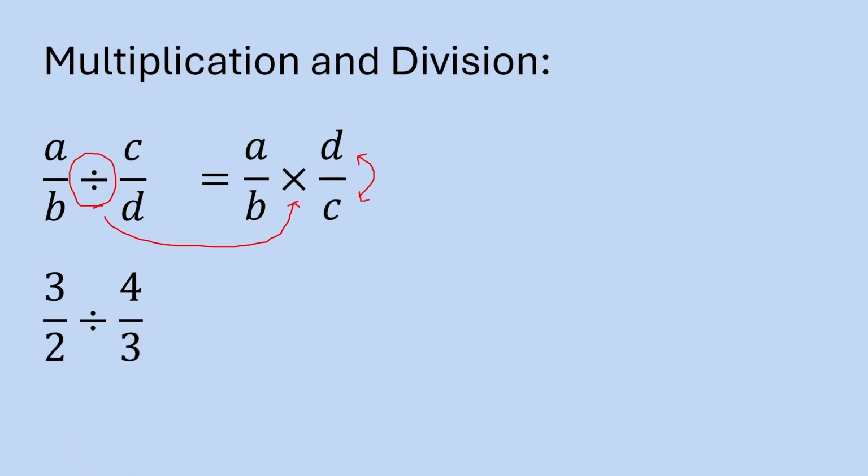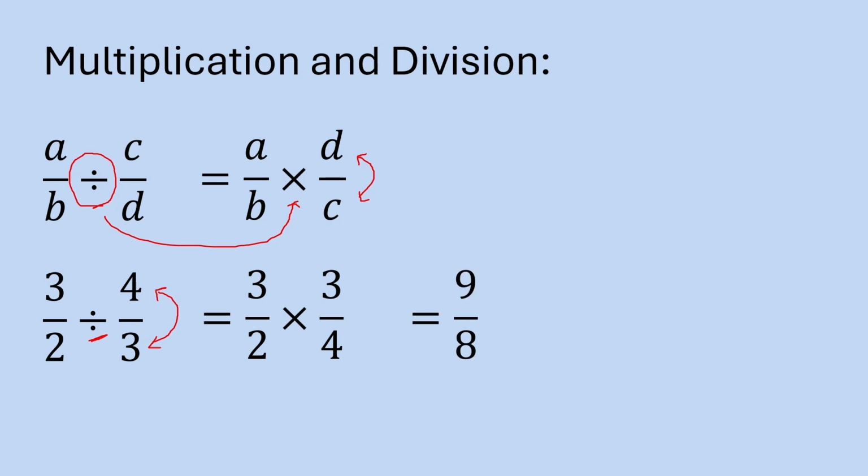Example, 3 over 2 divided by 4 over 3. Now we will take the reciprocal, and this sign will be converted to the multiplication sign. So it is equal to 3 over 2 multiplied with 3 over 4. The answer is 9 over 8.